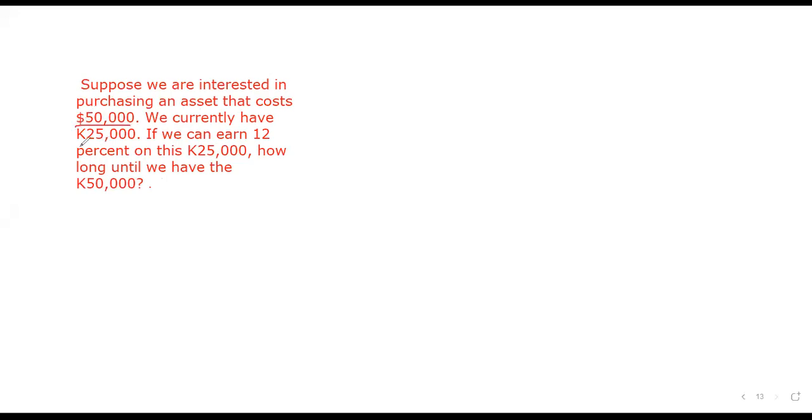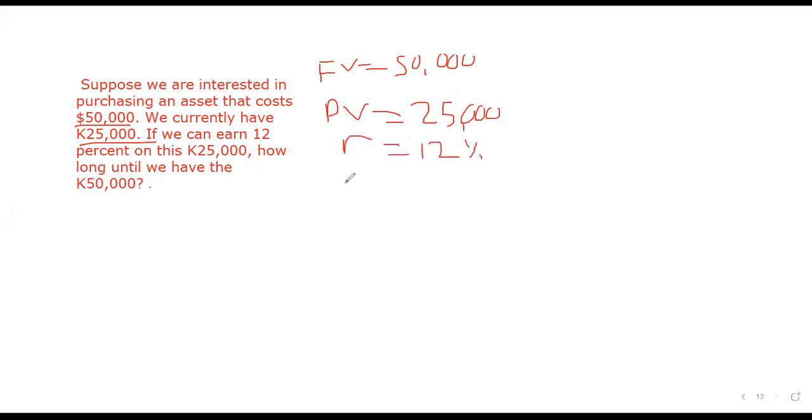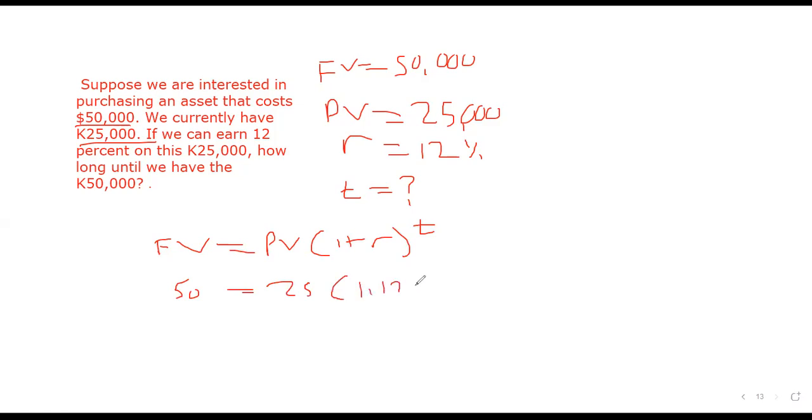So what do we have in this scenario? We have 50 and 25. The future value is 50,000. The present value is 25,000. And the interest rate R is 12%. How long? We're looking for time. Can somebody lead us through this question? Future value is present value times 1 plus R to the power time. So our future value is 50,000, our present value is 25,000, our interest rate is 12%, and our time we do not know.